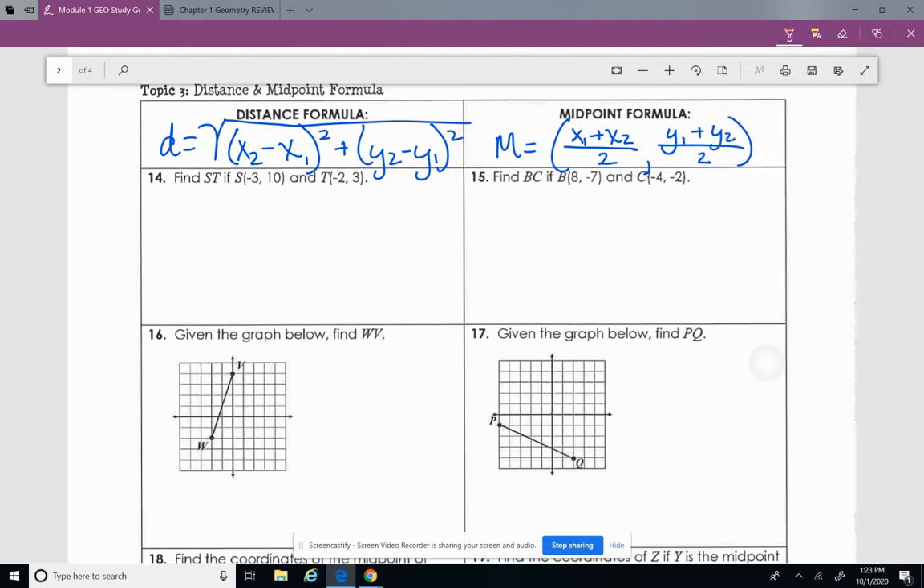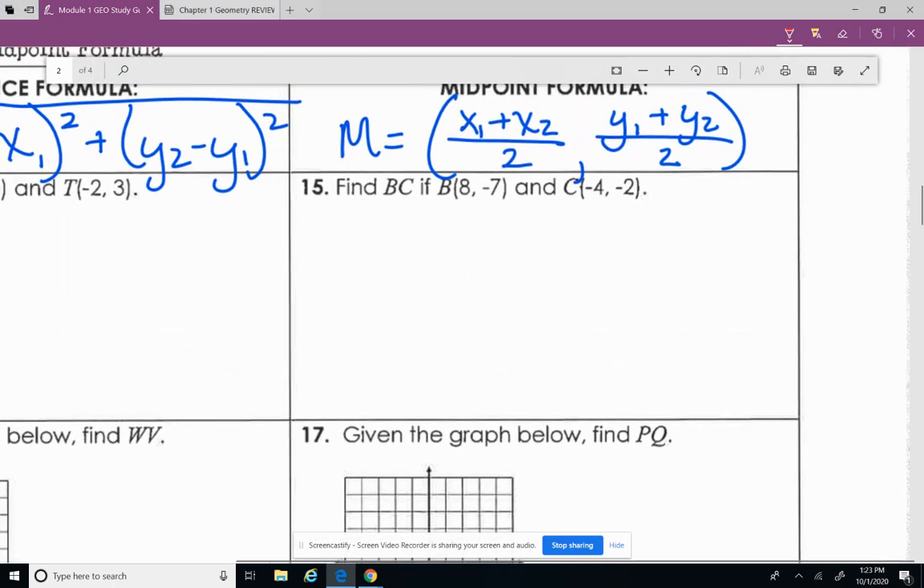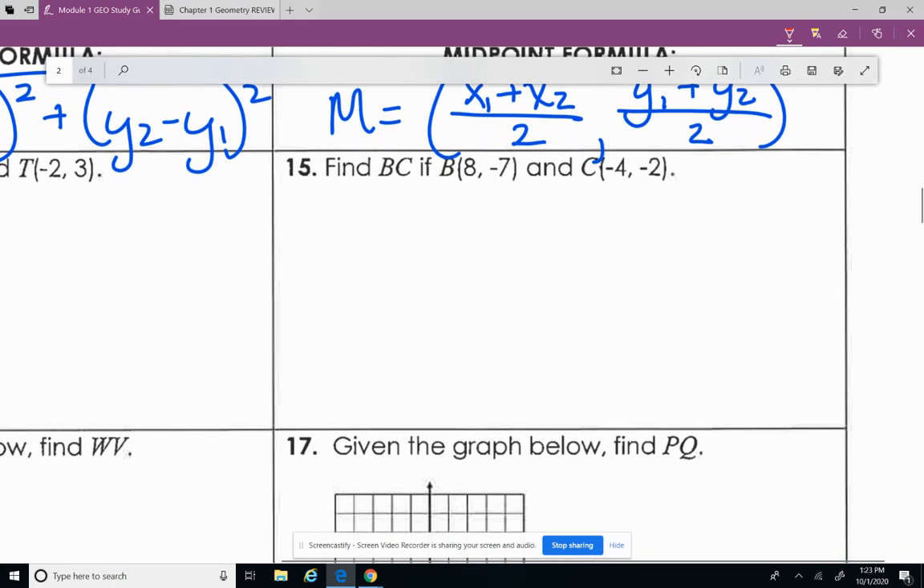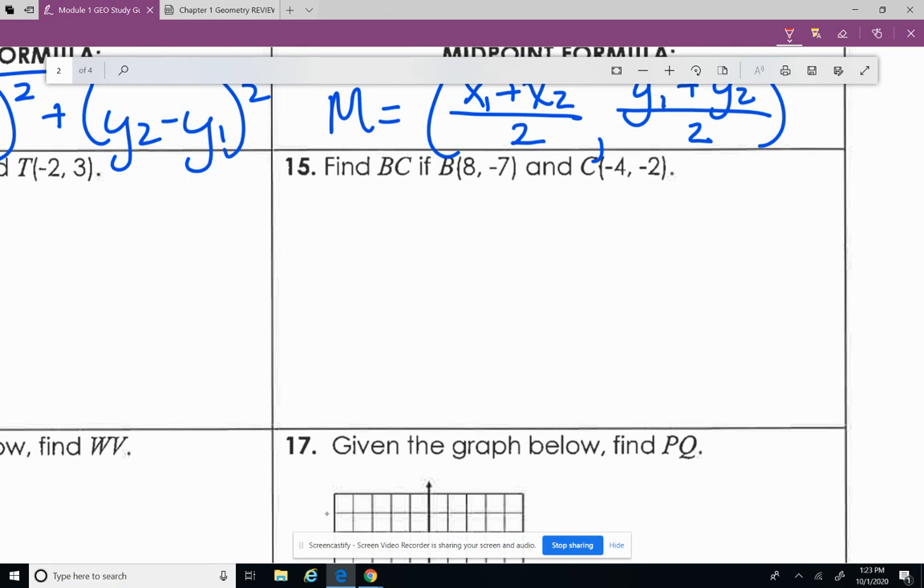So it says to find BC if this. Okay, so BC, that's a segment, right? Okay, so what I'm going to do is I'm going to write that B is the coordinate 8, -7, and C is the coordinate -4, -2. So we're looking for BC.